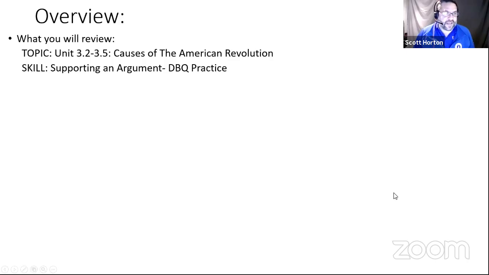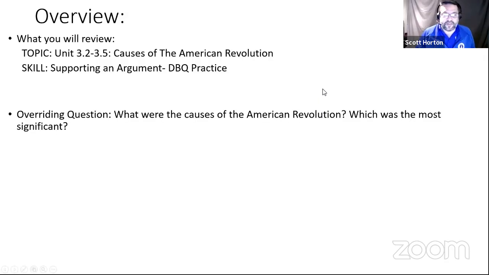So the overview for today, we're going to spend some time looking at units 3.2 to 3.5, the causes of the American Revolution, and actually wind up with the actual revolution itself at the end. And the very last thing I want to work on today is supporting an argument and actually looking through a DBQ and practicing the skills that you'll need for the DBQ. So the exam this year, of course, is a DBQ essay question. So hopefully you'll find that to be a really useful thing.